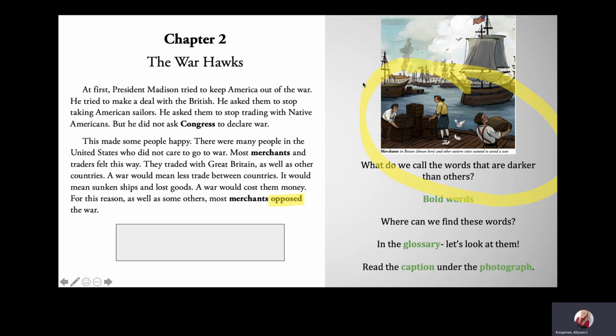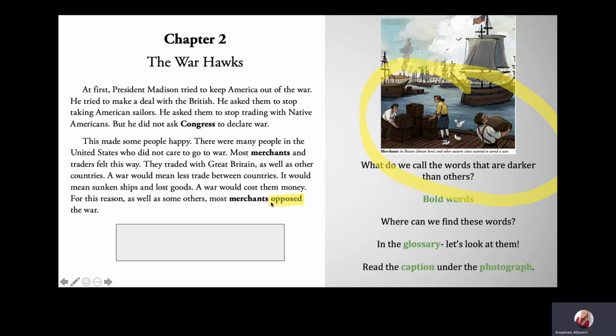So guys, I highlighted a word and I circled this picture over here, which we'll start with, the picture. So below we have a caption, and this tells us more about the picture so we understand the picture, or an illustration or a map. So it says merchants in Boston, shown here, and other eastern cities wanted to avoid a war. So we saw that word a lot, merchants, and we've talked about that. But those are people who trade. They trade for a living, and they need to do this with other countries. And you can see this port right here. We've talked about that. That is where they trade and give other countries their goods and receive goods.